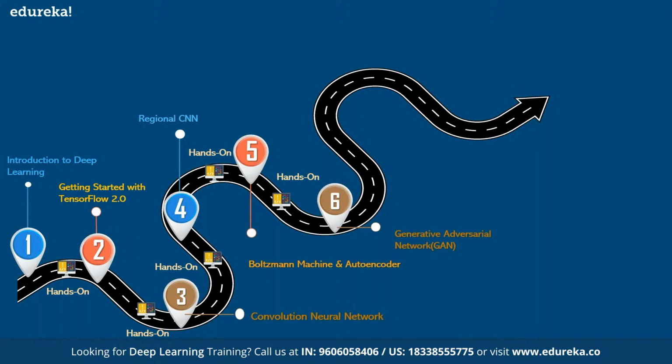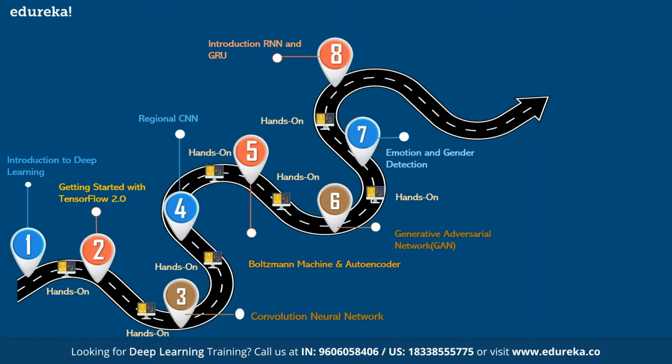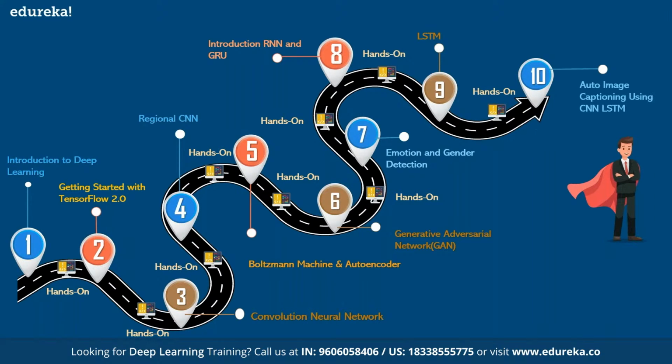And module 6 is about GANs, that is, generative adversarial networks. Module 7 is all about emotion and gender detection. Module 8 is an introduction to RNN and GRU. Module 9 is about LSTM. And module 10 is about auto image captioning using CNN and LSTM. So this is how the overall learning journey would look in this deep learning certification training course.